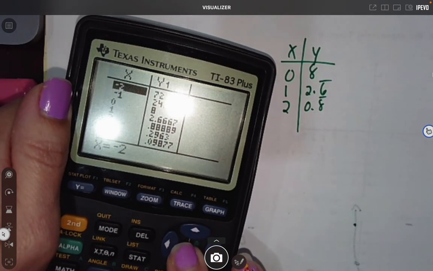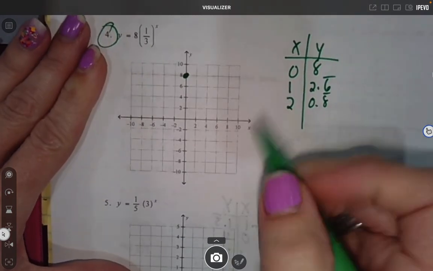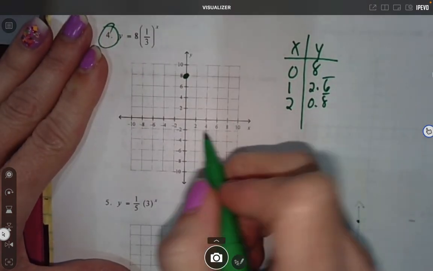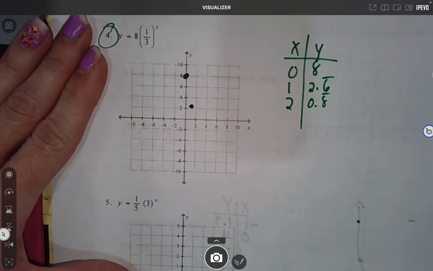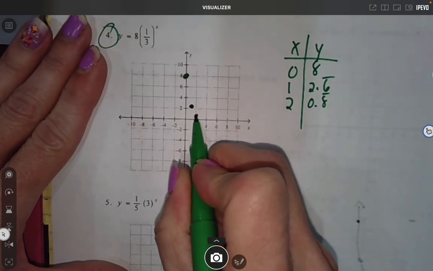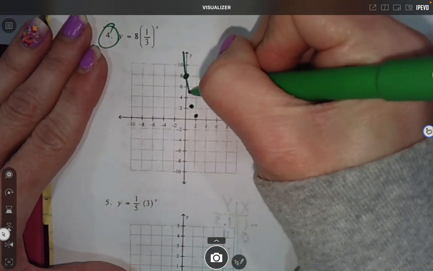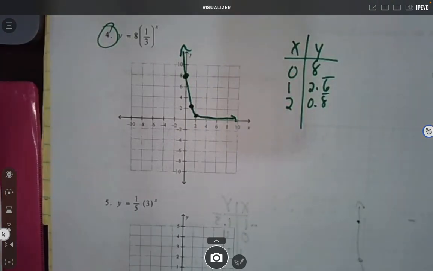Never mind. Those are getting too big. So, all right, I'm just going to go over 1 and then up 2.6. I'm just guessing that's right there. I probably should have gone up a little bit more. Over 2 and up to 0.8. And there we go. Is everybody good with that one?